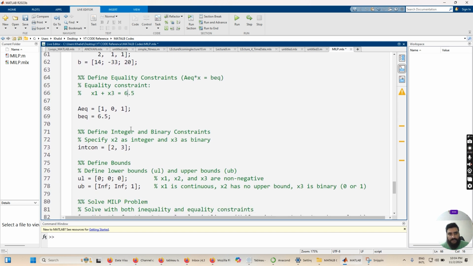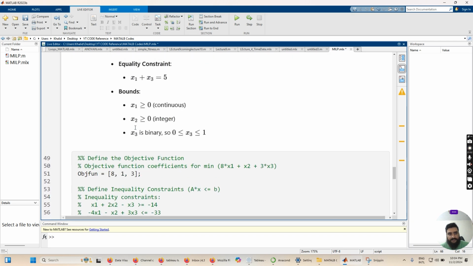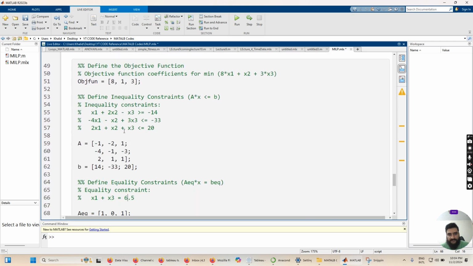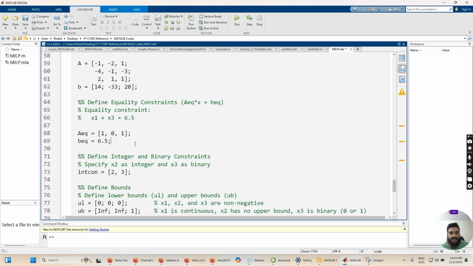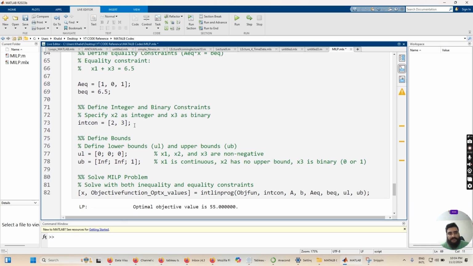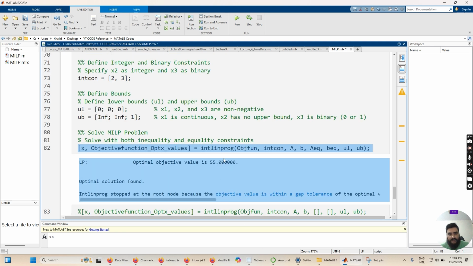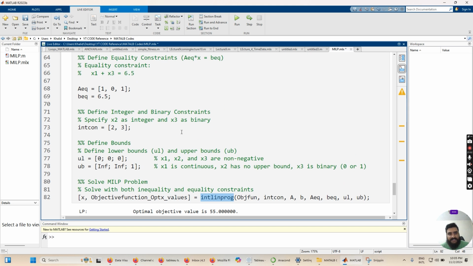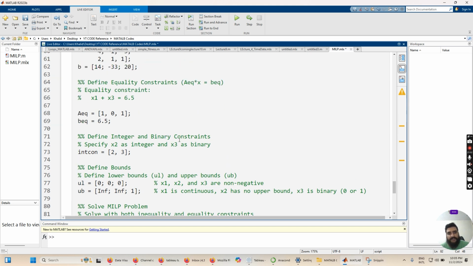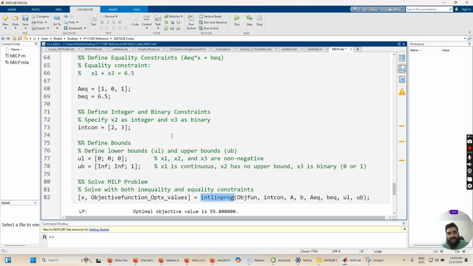Now let's move on with a brief overview. You define the objective function, you define the inequality constraint, you define the equality constraint. Now you need to tell the intlinprog function what variables will be treated as integers and what variables will be treated as continuous.